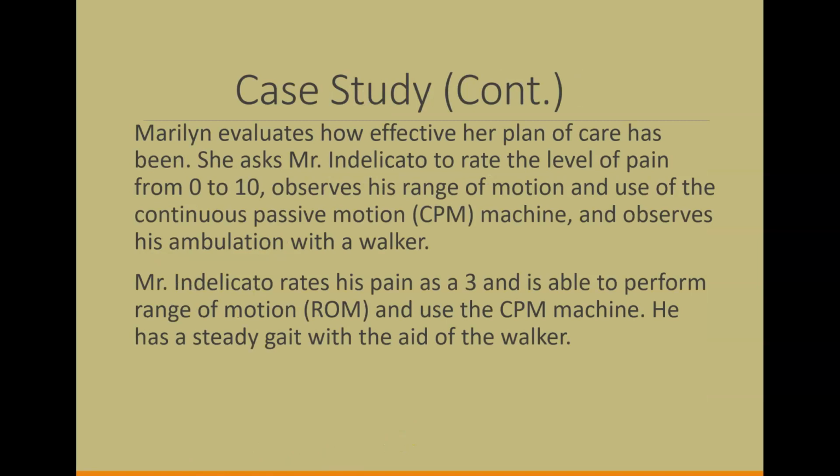So after you do all of this, you mostly evaluate the patient and your plan of care and whether or not it's working effectively and how effective. For instance, this nurse here rates Mr. Indelicato's pain level as a 3, and he's able to perform some range of motion and use the CPM machine, and he has a steady gait with the aid of the walker.